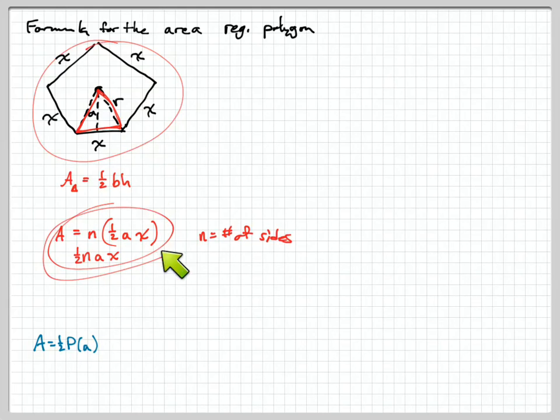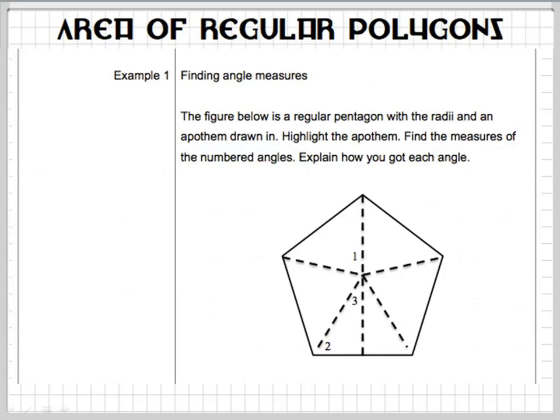Now, if you remember all of that and you still like to use that formula, that's cool. Because you know where the formula came from, you have a better chance of remembering it. Check out this example. We're not actually going to find the area right now. We just want to label it.